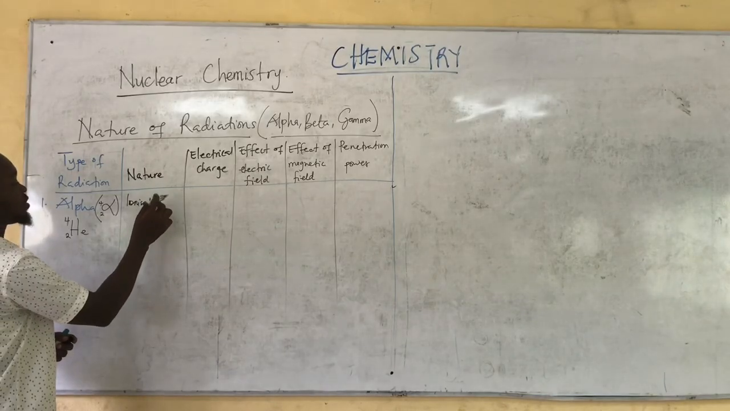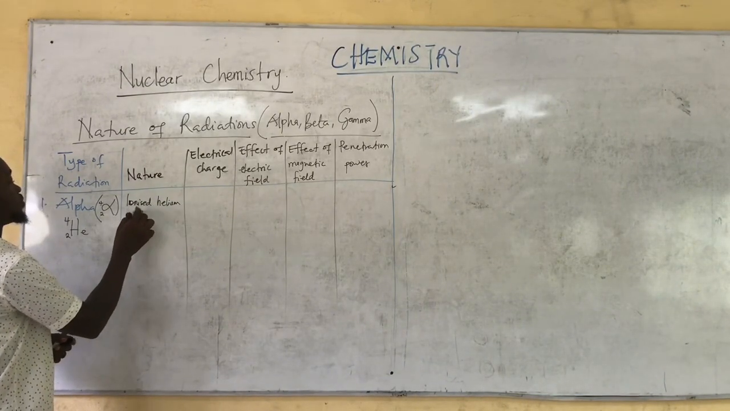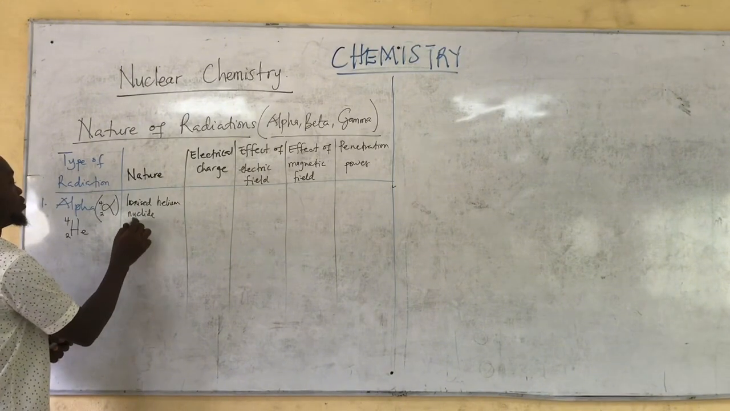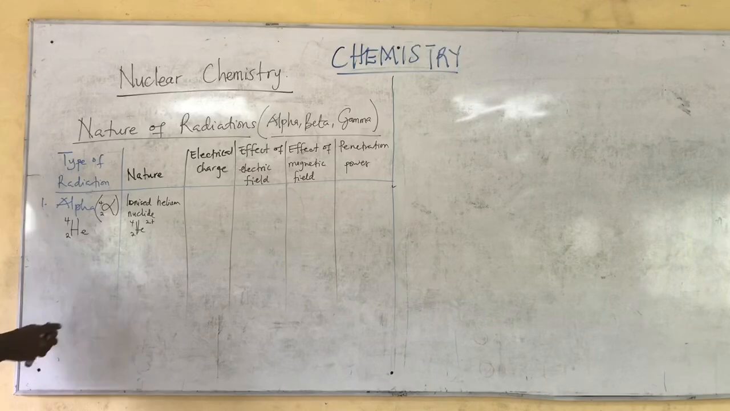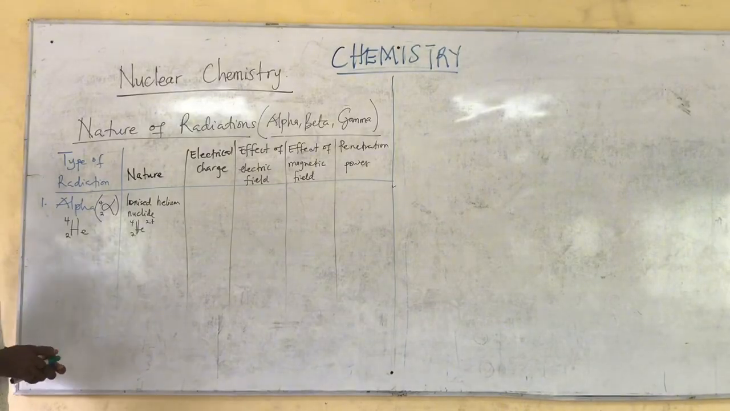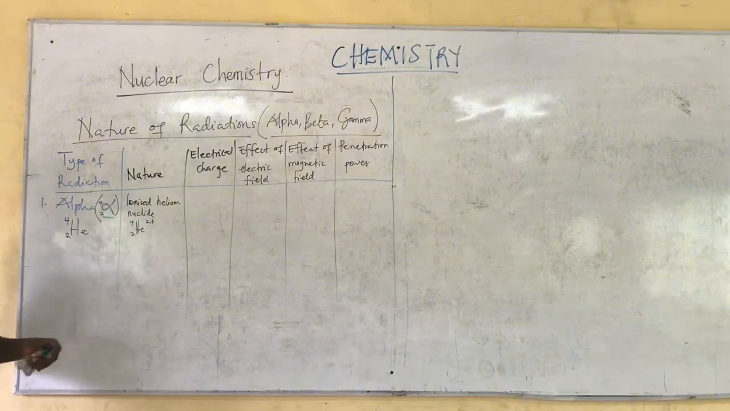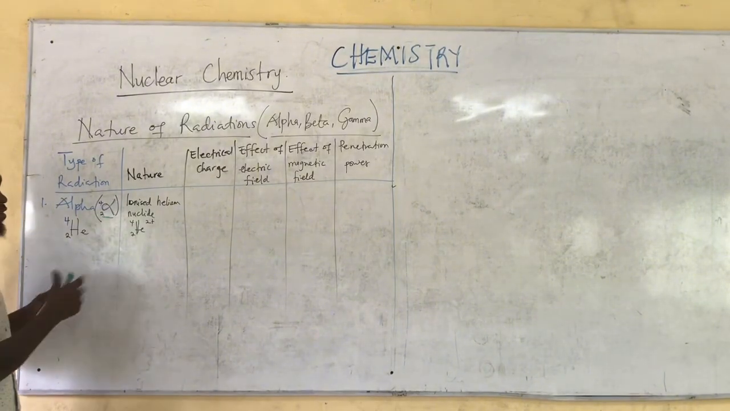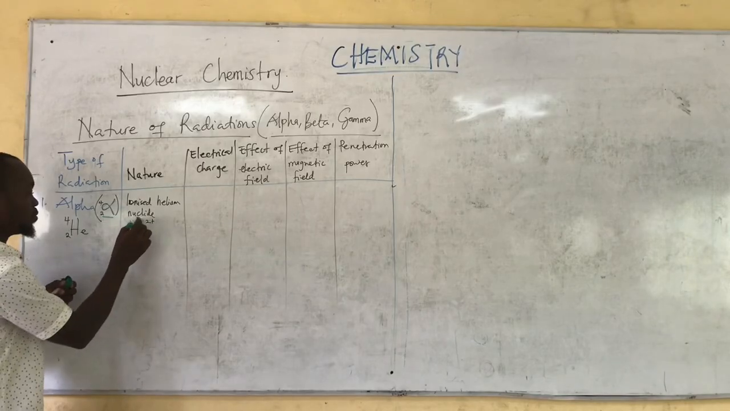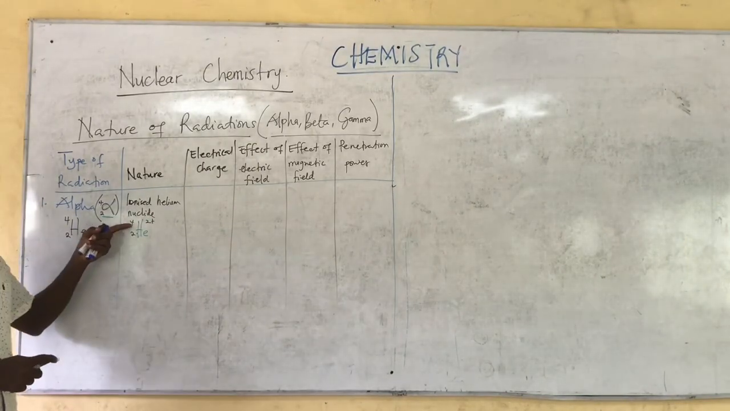The alpha particle is described as the ionized helium nuclide. Is that okay? This is a symbol of the alpha particle. The nature is the ionized helium nuclide. So this is the helium, He, with its ionic form, 2+, with a mass of 4 and a proton number of 2.